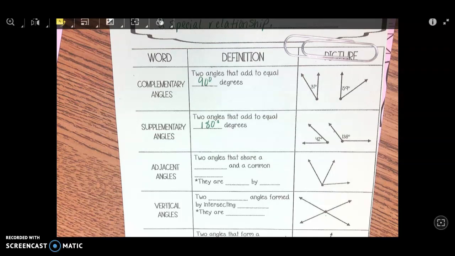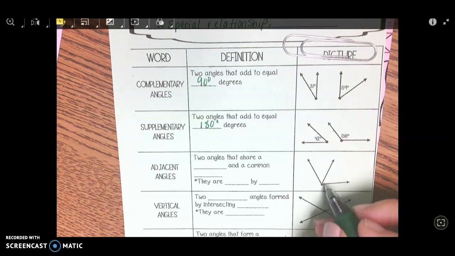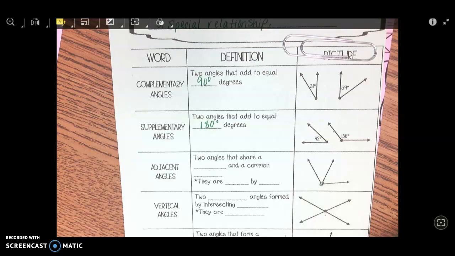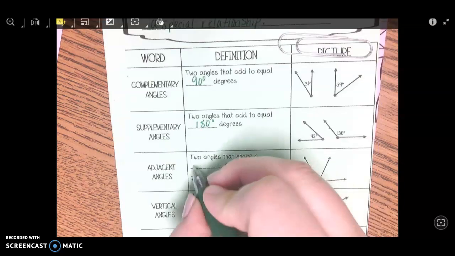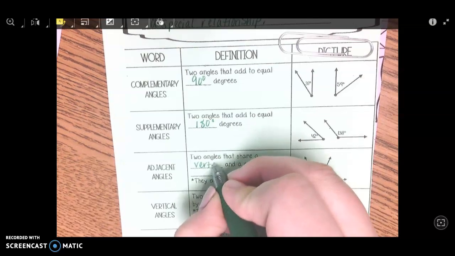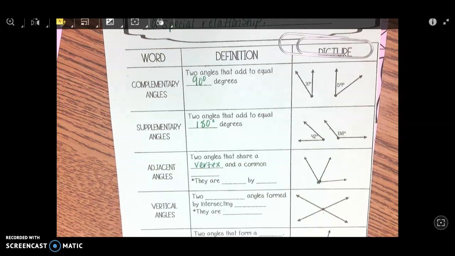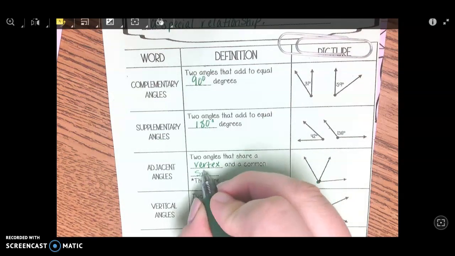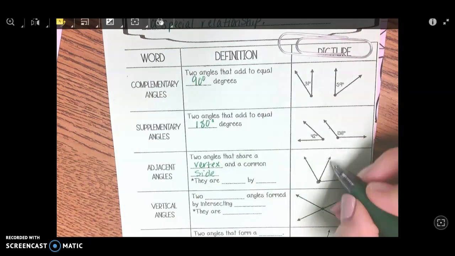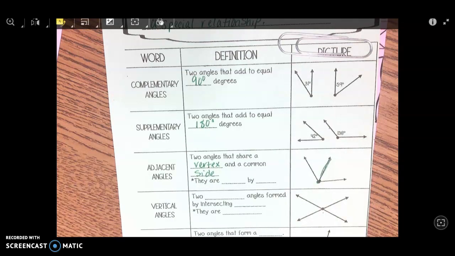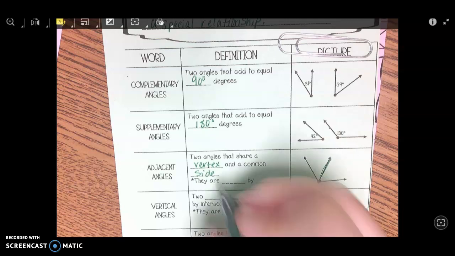Adjacent angles. Two angles that share a, what is this called? Starts with a V. Vertex. Two angles that share a vertex and a common side. See, this is their common side. And they are side by side.